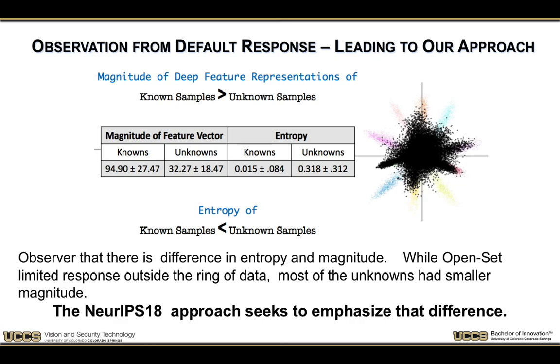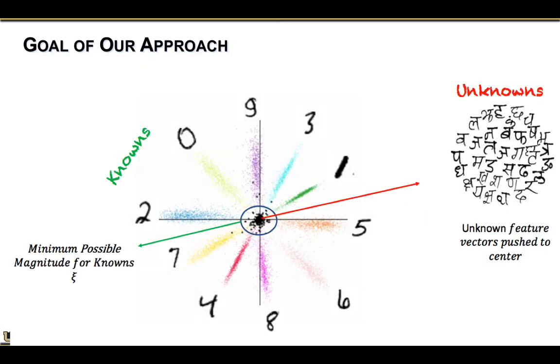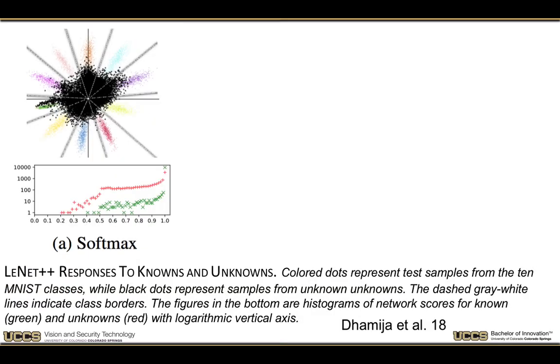So we started digging into that and looking at what's going on. We recognized two interesting things. The unknown samples actually had smaller magnitudes and higher entropies, on average. But they were pretty much everywhere. So we wanted to emphasize that. So we started designing a technique that we presented this year at NeurIPS that tries to make the unknowns go to the middle and all the knowns go out farther in space.